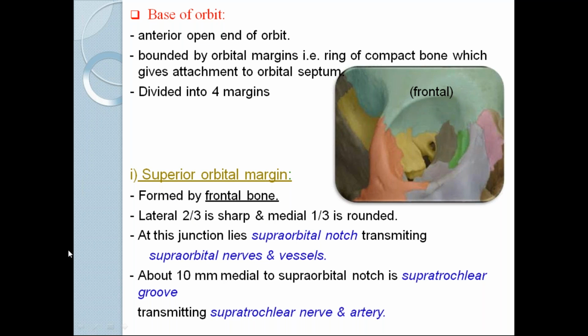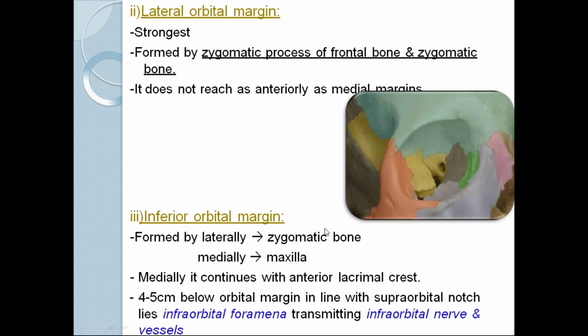You have a superior orbital margin, which is predominantly formed by the frontal bone. At the junction of the medial 2/3 and lateral 1/3, you have the supraorbital notch, which transmits nerves and vessels. And medially you will have the supratrochlear one, which transmits those things.